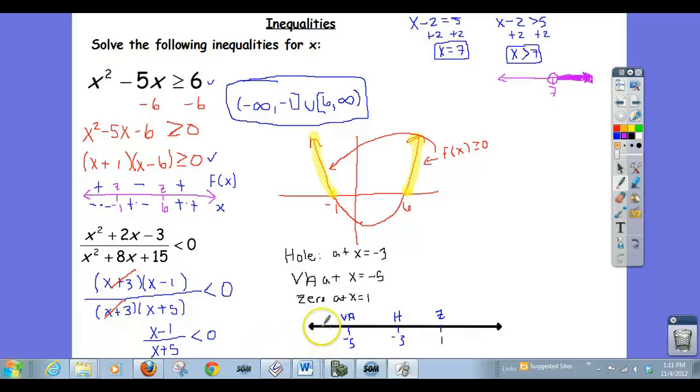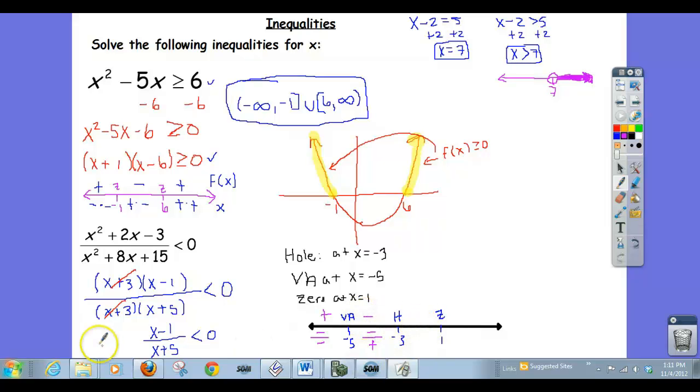So now we plug in a value to the left of negative 5. So negative 6: negative 6 minus 1 is a negative, divided by negative 6 plus 5 is a negative. A negative divided by a negative is a positive. Between negative 5 and negative 3, how about negative 4? Negative 4 minus 1 is a negative, divided by negative 4 plus 5 is a positive, and a negative divided by a positive is a negative.